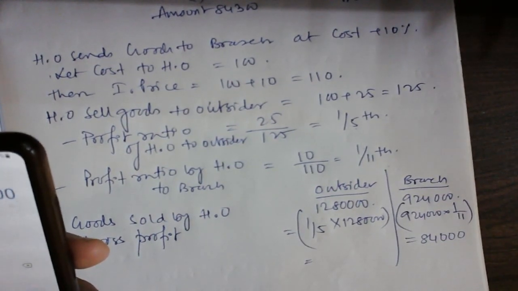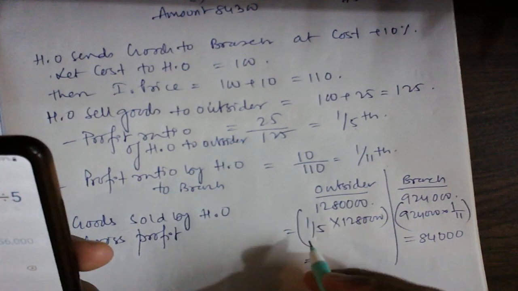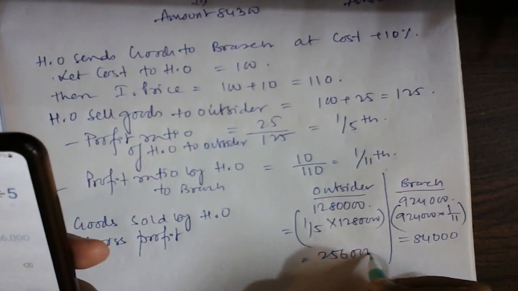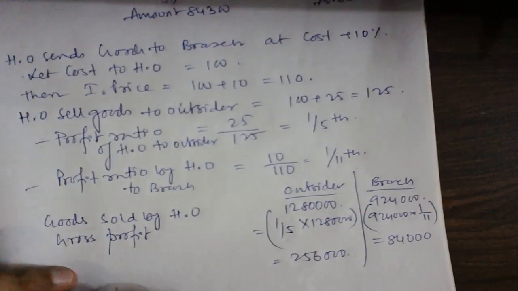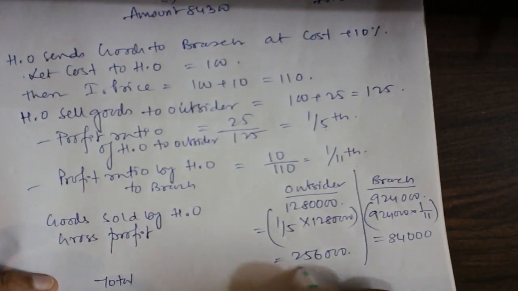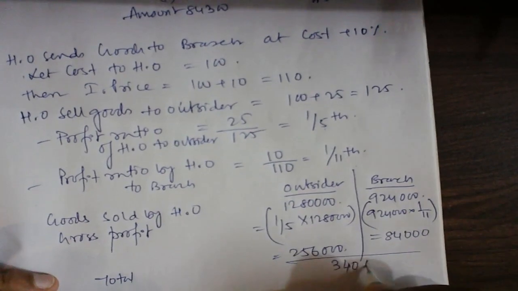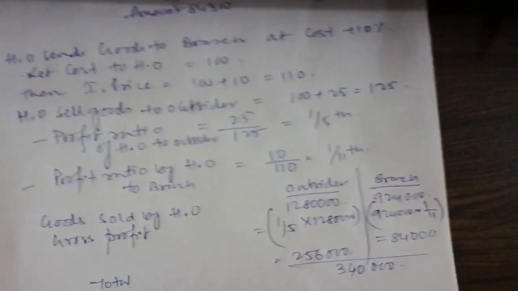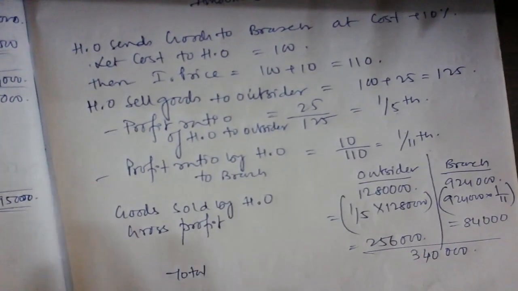1280 divided by 5 is 256. So you can say the total is 3,40,000 if you do it. Okay, the total gross profit made by the HO is 340,000. So it's calculated very easily.